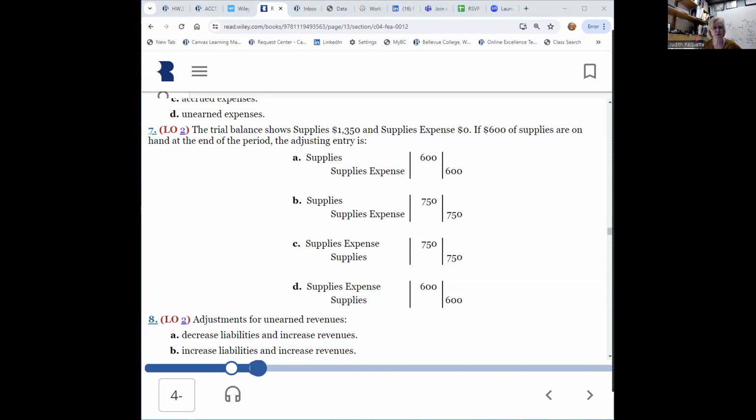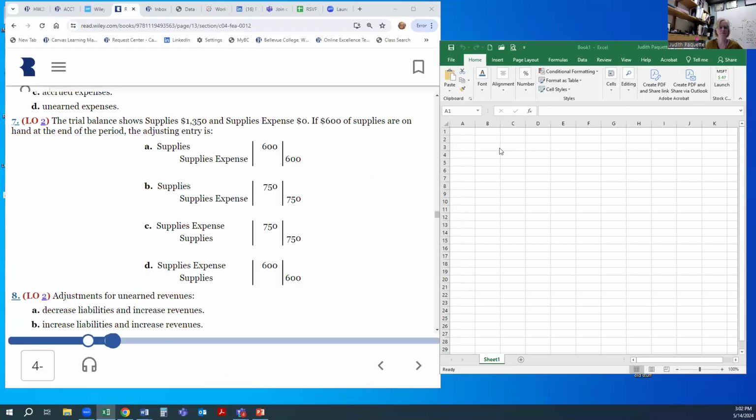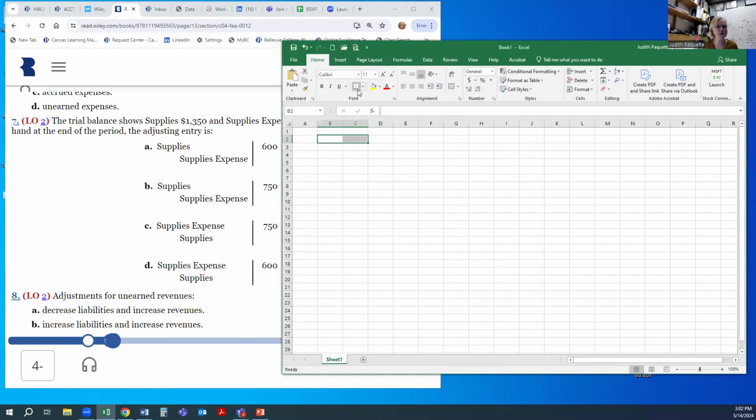Can you see my Excel spreadsheet as well? Not at the moment. Okay, just the problem 7. Now can you? Yes. Okay. So visual, and I really, really like when people make T accounts. I think they really help students visually. So let's envision a T account here for supplies.